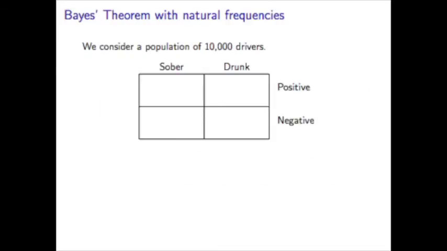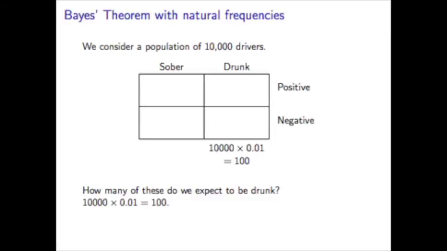We're going to consider a large population of drivers. In this case we'll say that large means 10,000. And we are going to divide this population into 4 groups, depending on whether they are sober or drunk, and depending on whether they receive a positive or a negative result from the blood alcohol test. First we ask, how many of this population do we expect to be on the right-hand side of the diagram? That is, how many of the drivers do we expect to be drunk? 1% of drivers are drunk, so we expect 1% of the 10,000, that is 100 drivers, to be on the right-hand side of the diagram.